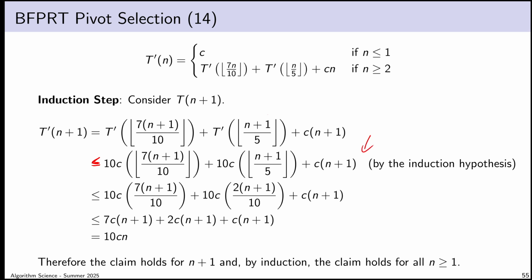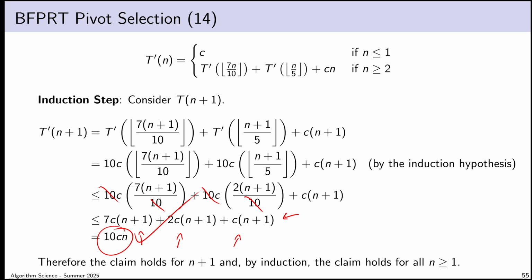And what I'm going to do next is observe that obviously a floor function doesn't make things any bigger. So I can just remove the floor functions, and with the floor functions, this is less than or equal to the version without the floor functions. I've also put the two things on a common denominator, and then I just cancel out the tens. And I end up with this line here, which is less than or equal to 7c(n plus 1) plus 2c(n plus 1) plus c(n plus 1), which is 10c(n plus 1), and that's what I'm looking for.